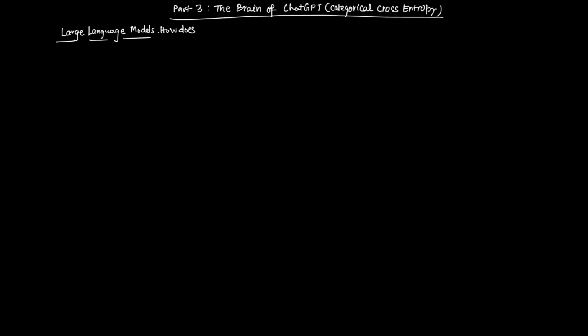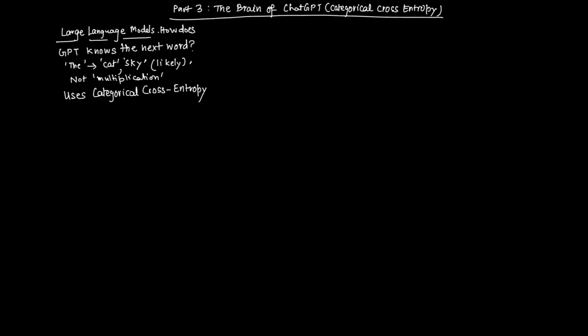Now let's go to the reason many of you clicked on this video. Large language models. How does ChatGPT know that after the word "the" the next word is likely "cat" or "sky," but probably not "multiplication"? It uses categorical cross entropy.